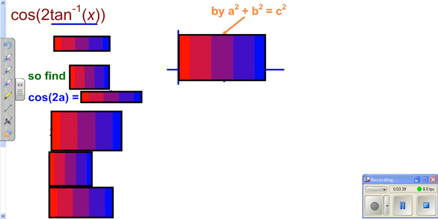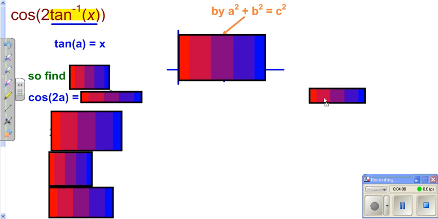Here we have cosine of 2 times, and then remember, any inverse trig function is an angle. So that highlighted part is an angle. So it's really cosine of 2 times an angle. That's why we're having our cosine double angle formula show up down here. But let's just look at that highlighted part to begin with. That highlighted part is an angle. It means the tangent of some angle we'll call A is x, or x over 1.